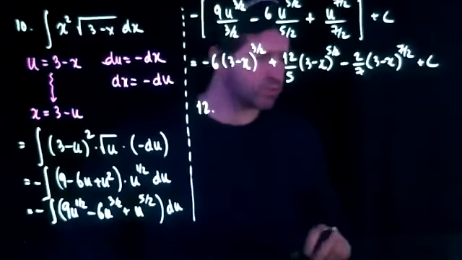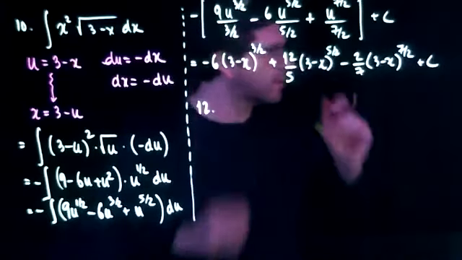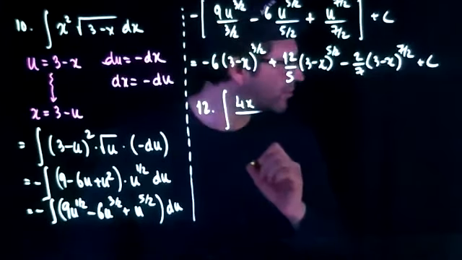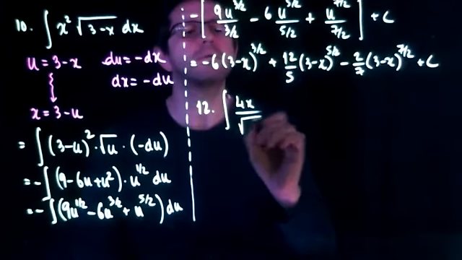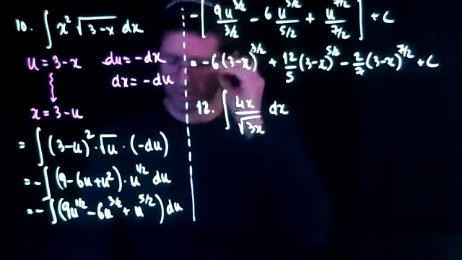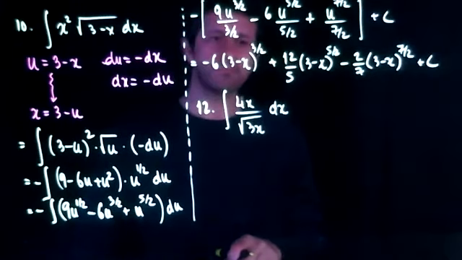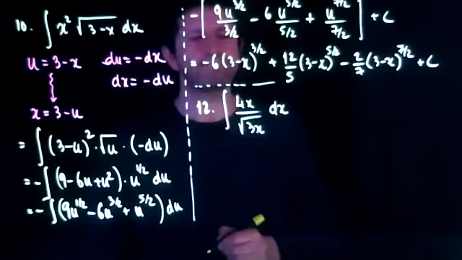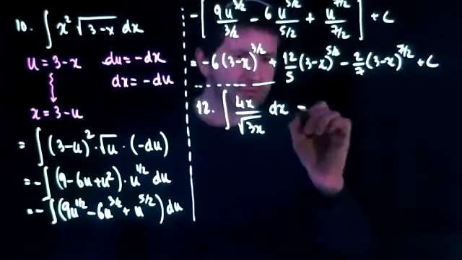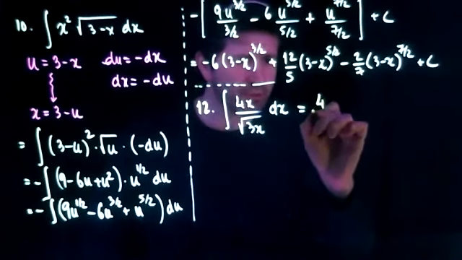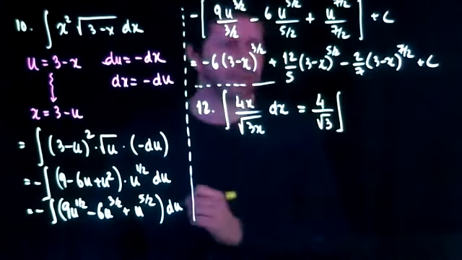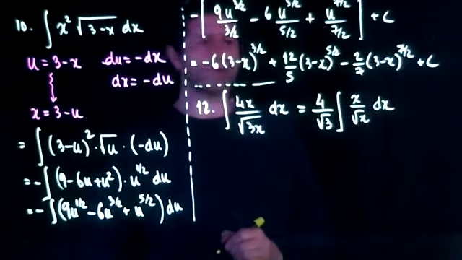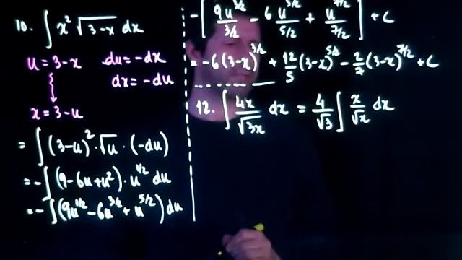I think it's an easy one, so I'm going to squeeze it here. Number 12 is the integral of 4x over square root of 3x. Here, there's not even a substitution to be done. So I'm just going to separate the question. If I simplify this I could pull out 4 over root 3 times the integral of x over root x dx. Right, that's basic algebra.